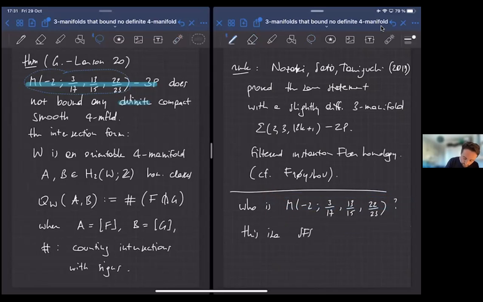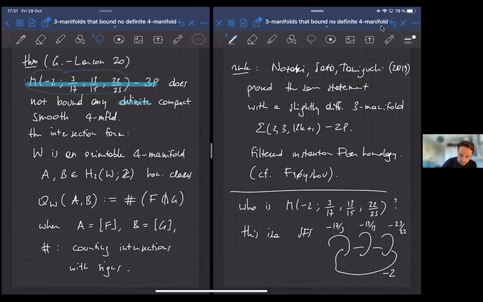space. I will give you a surgery representation. So you take this simple 4-component link, you do -2 surgery along this big component, -17/3 surgery about this component, -15/13 surgery on this one, and -23/22.